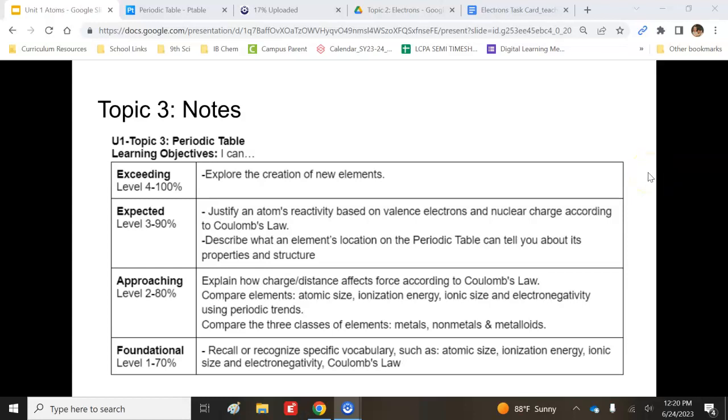Alright guys, welcome back. We're now on topic 3 notes. We're finishing up our unit on atomic structure and we're looking at the periodic table and periodic trends.